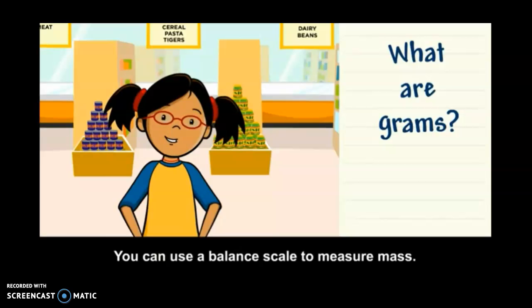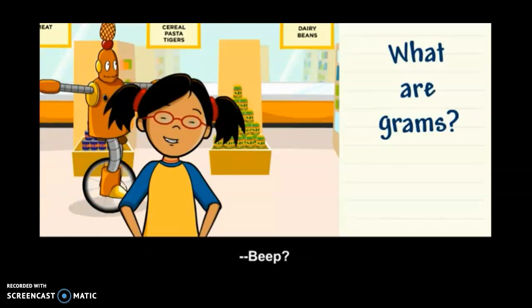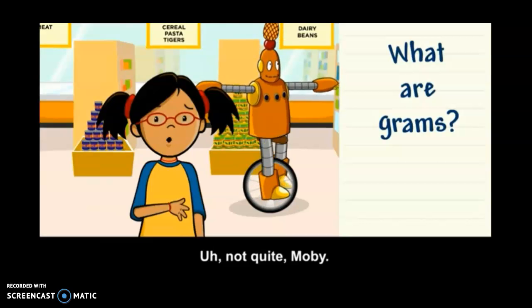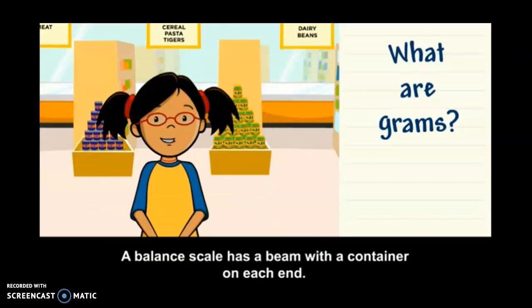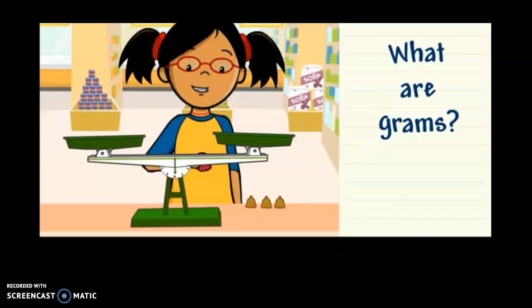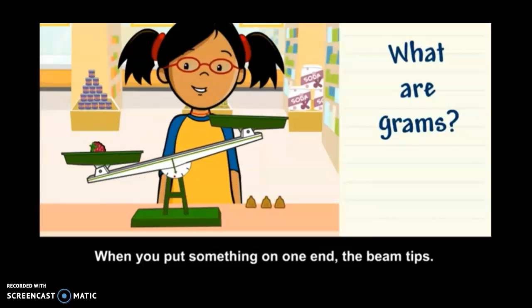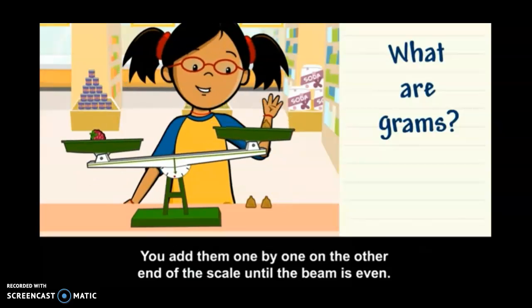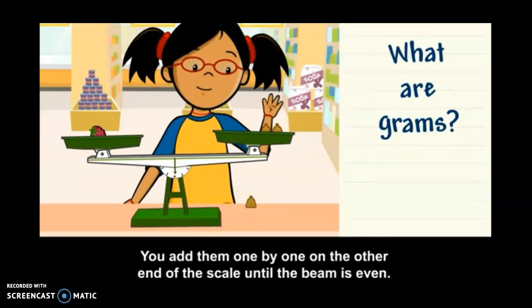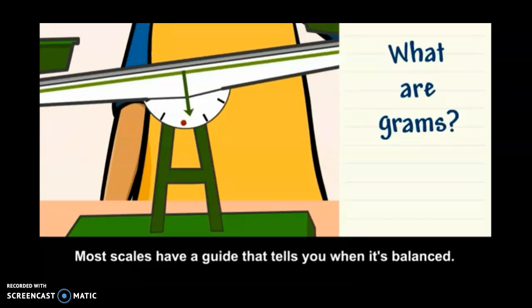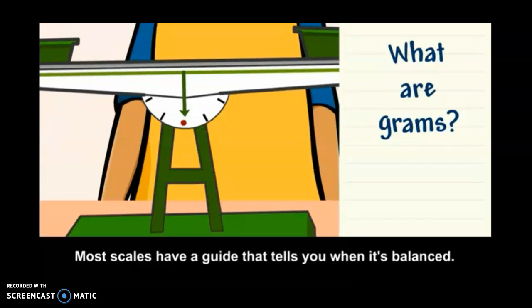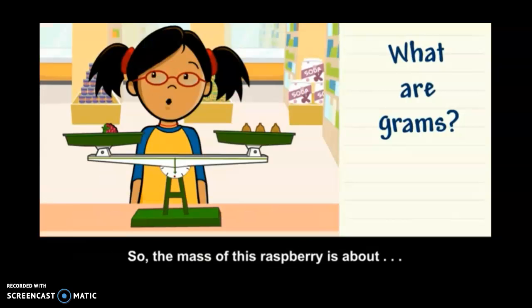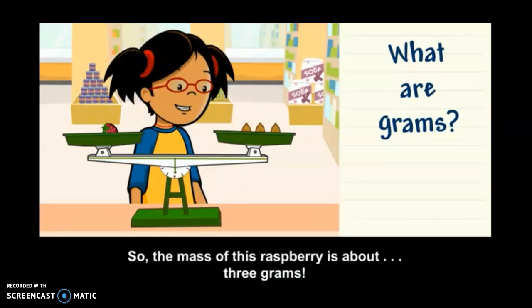You can use a balance scale to measure mass. Not quite, Moby. A balance scale has a beam with a container on each end. When you put something on one end, the beam tips. Each of these is 1 gram. You add them one by one on the other end of the scale until the beam is even. Most scales have a guide that tells you when it's balanced. So the mass of this raspberry is about 3 grams.